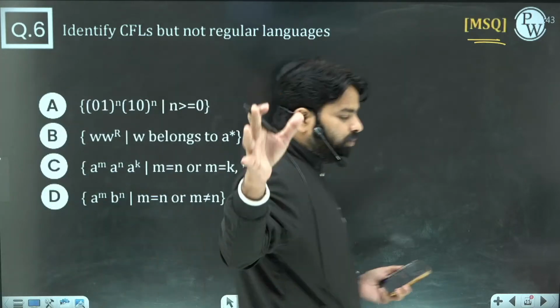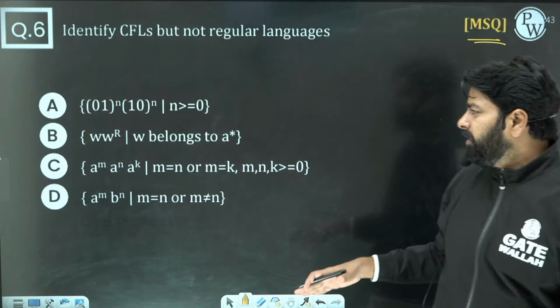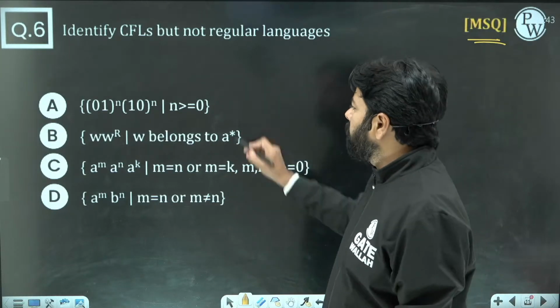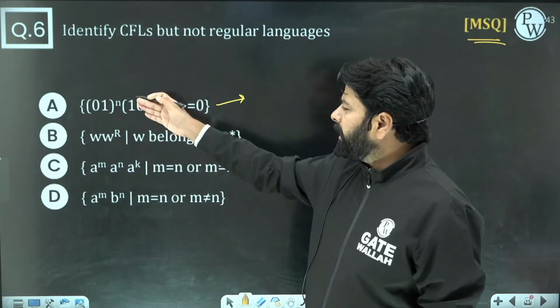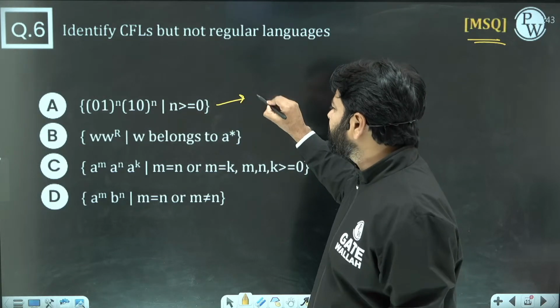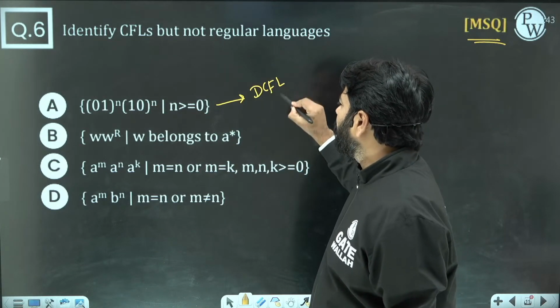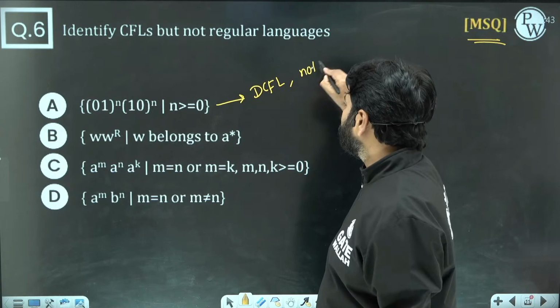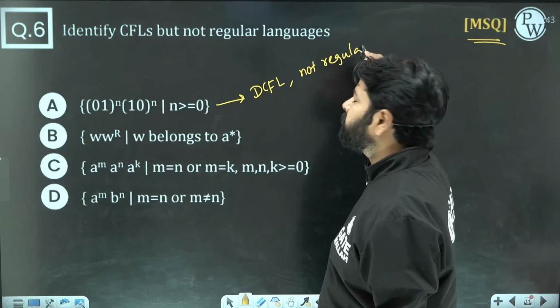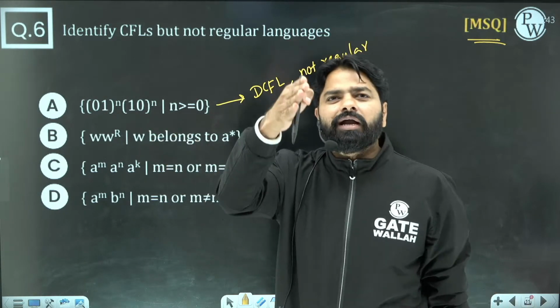Okay, let me help you exactly for each option. Then you will get to know what the right answer is. What is this answer? It just looks like A power n, B power n, right? It is DCFL in fact, and it is not regular. So you got the answer. Option A is definitely right. So many people answered A.